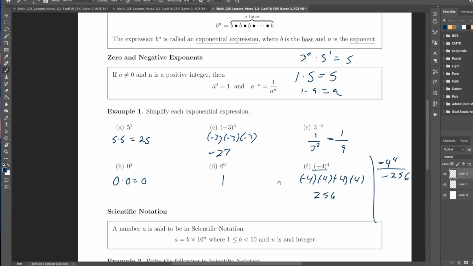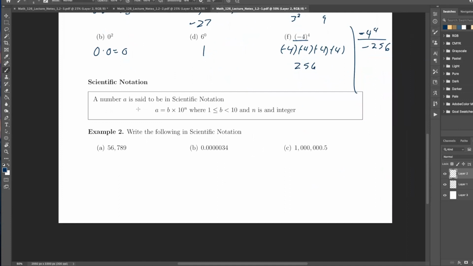All right, let's go ahead and grab up here. Scientific notation: A is said to be in scientific notation if A is equal to B times 10 to the nth power, where B is somewhere between 1 and 10, not including 10, of course, because once it's 10, you just move back down. And n is an integer.